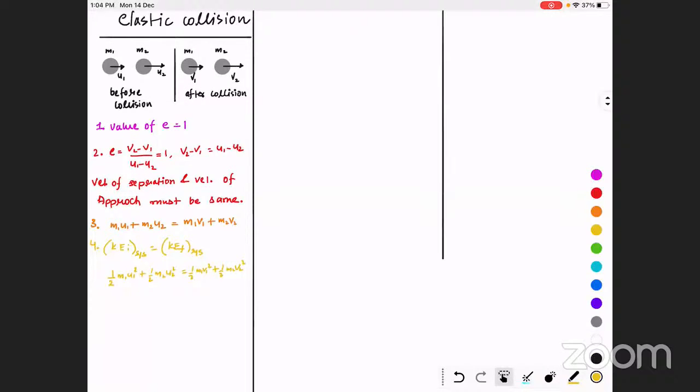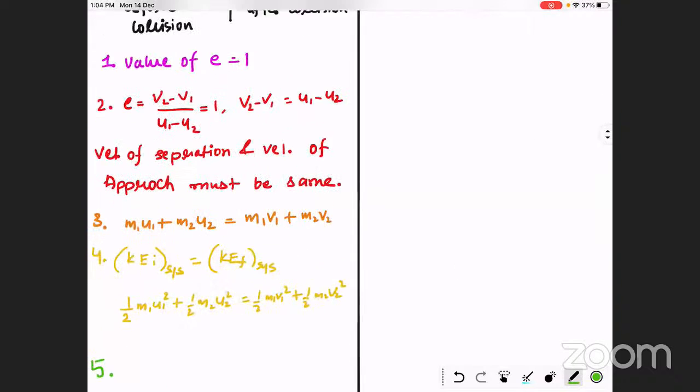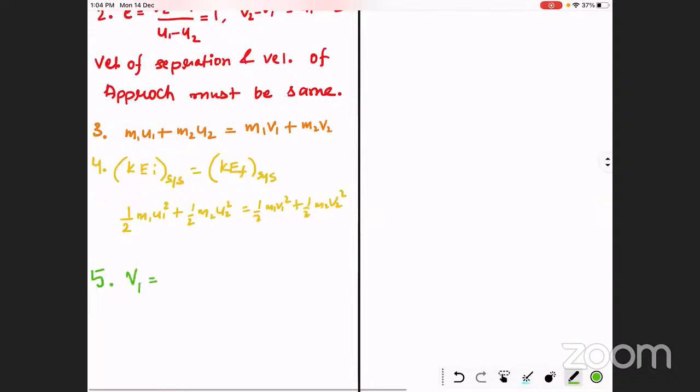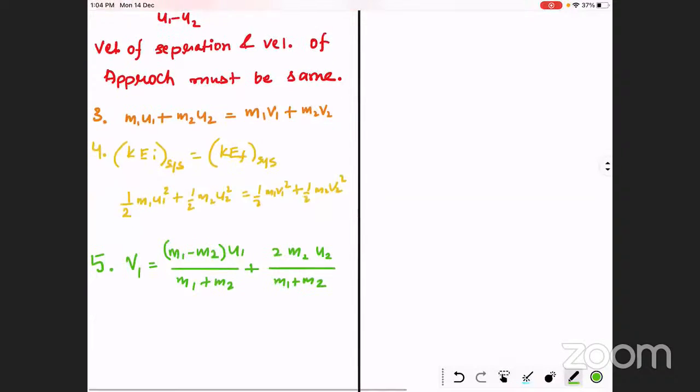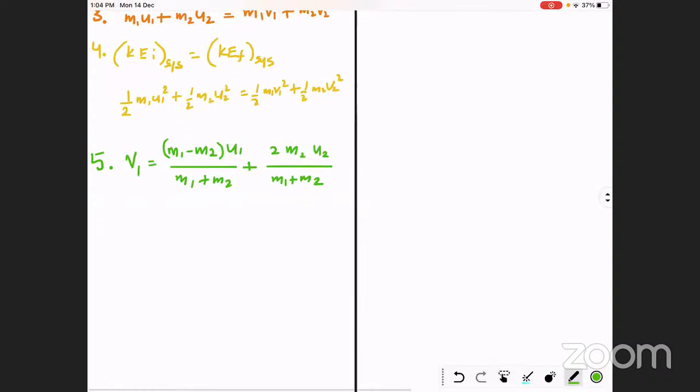Okay, now right next very important point, point number 5, value of v1 after collision, velocity of m1 after collision. Say formula: m1 minus m2 into u1 upon total mass, है ना? Plus, in the denominator you will write total mass. You used u1, now you will write u2, 2m2 u2. Do you remember this? Yes, sir.